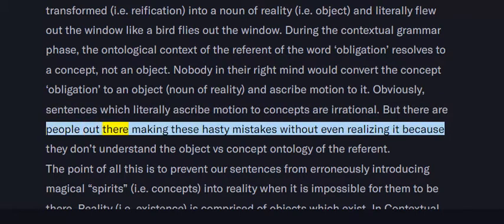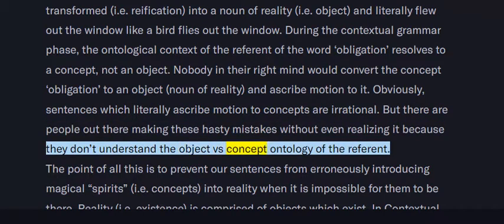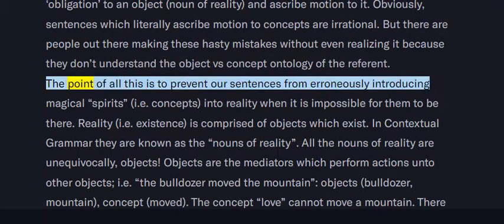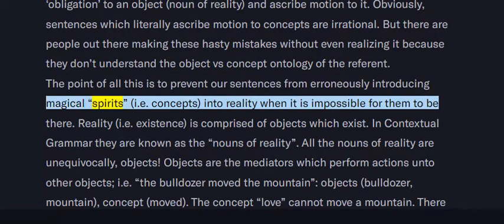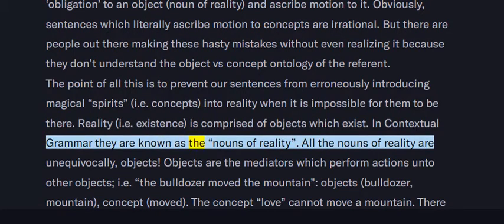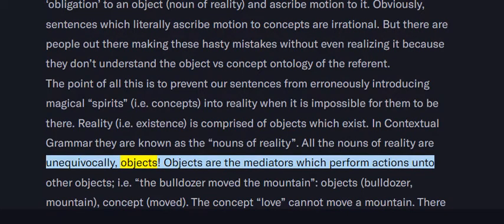But there are people out there making these hasty mistakes without even realizing it because they don't understand the object versus concept ontology of the referent. The point of all this is to prevent our sentences from erroneously introducing magical spirits, i.e. concepts, into reality when it is impossible for them to be there. Reality, i.e. existence, is comprised of objects which exist. In contextual grammar, they are known as the nouns of reality. All the nouns of reality are unequivocally objects.